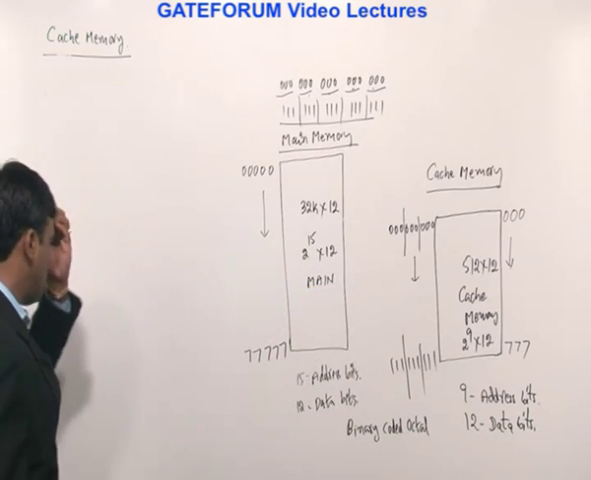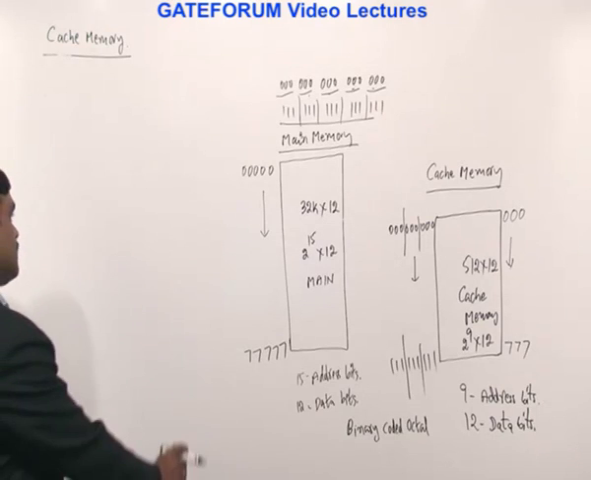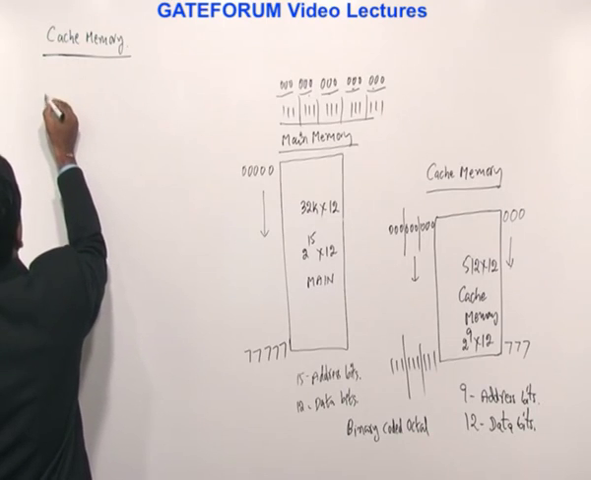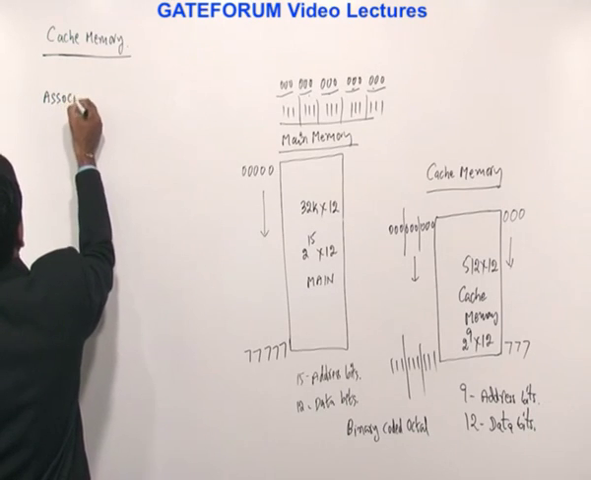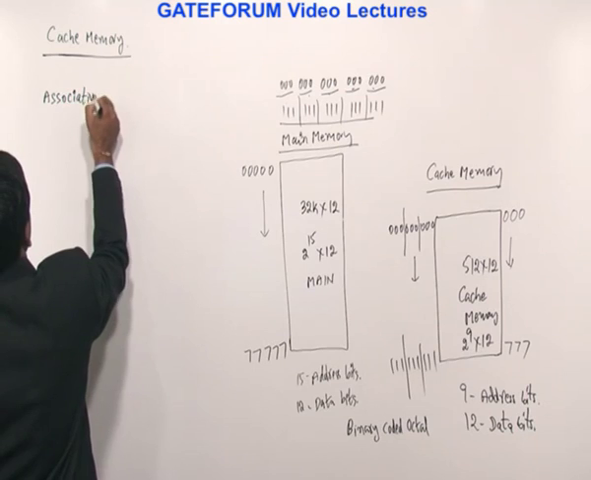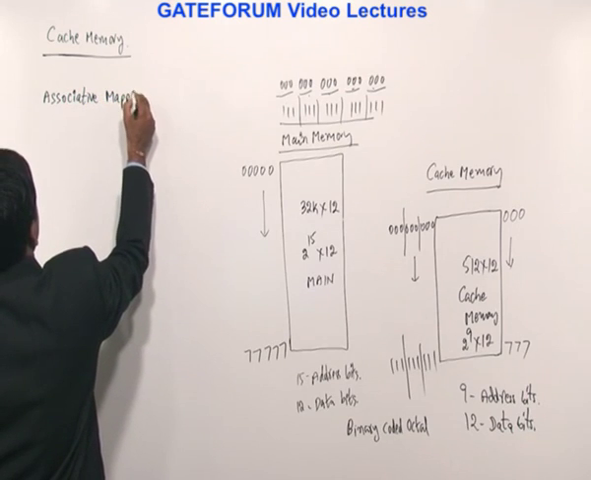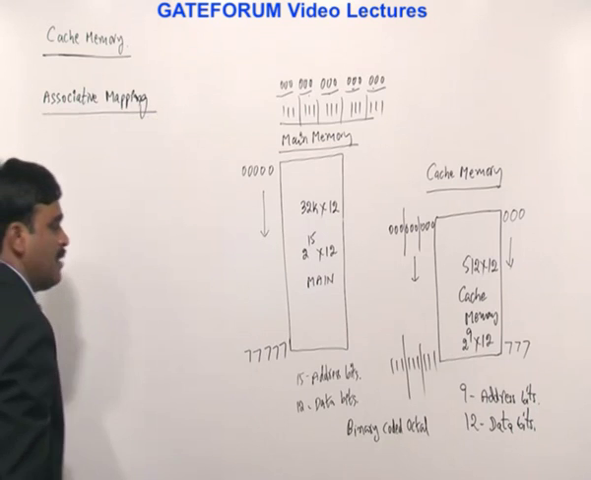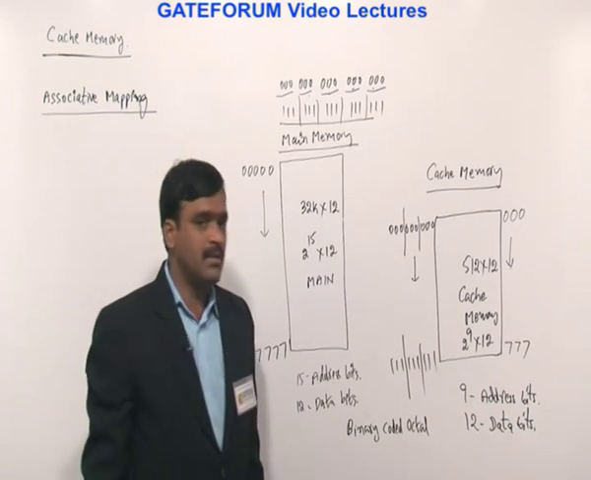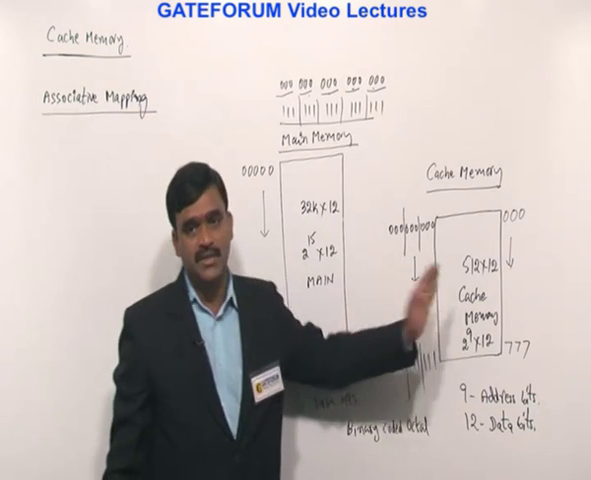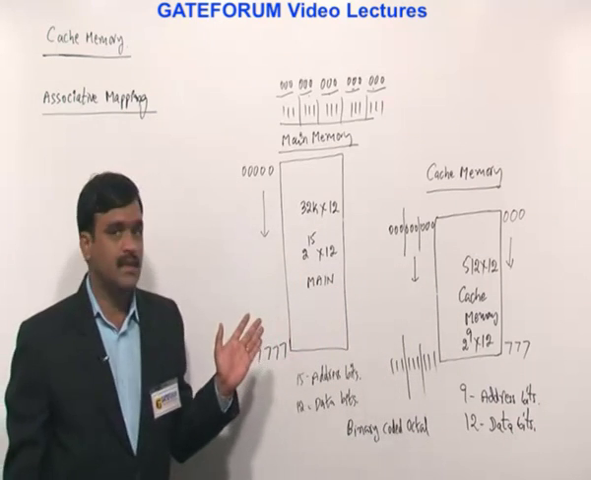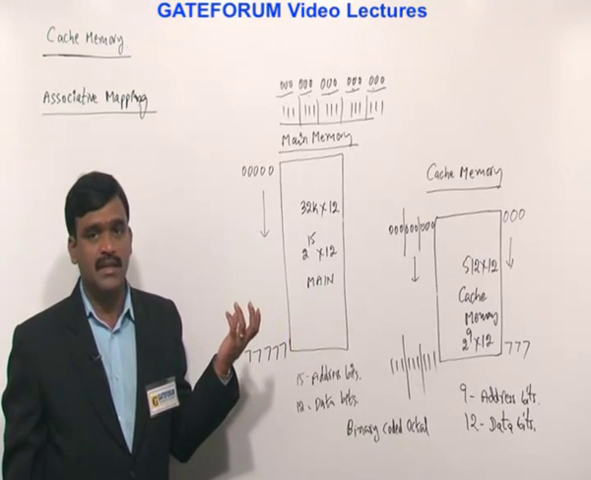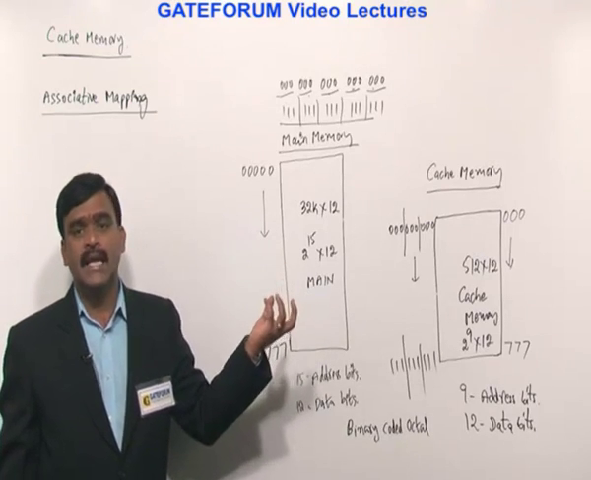So for this mapping, we have different techniques. The first one is associative mapping. In the associative mapping cache mapping technique, for example, some data items of main memory are stored in cache. What is the reason for having a cache here? In order to reduce the effective access time. That means the data items or instructions we have to keep available in the cache memory.